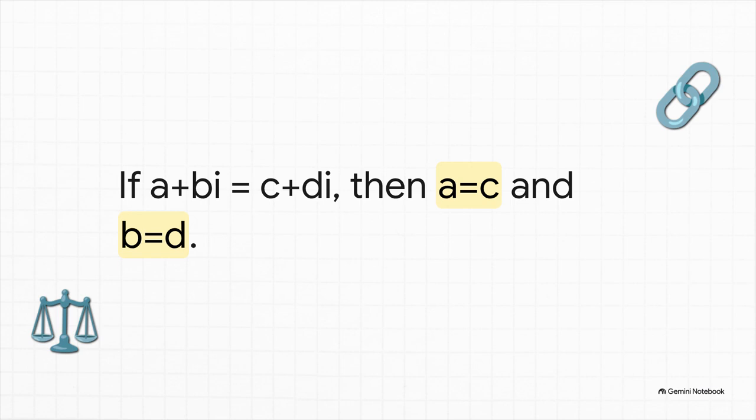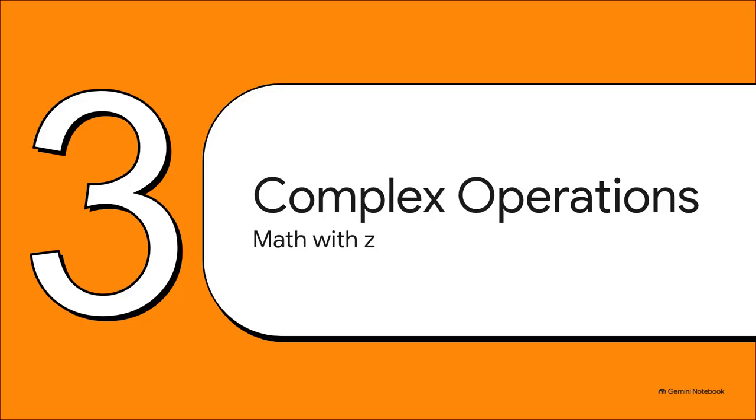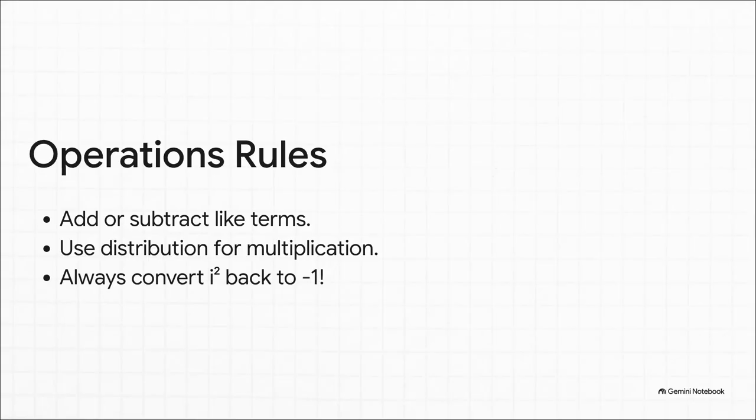So for the whole equation to be true, the real number A has to be exactly equal to C, and the imaginary coefficient B has to be exactly equal to D. You can use this simple matching trick to solve all sorts of wild variables on your exams. And that brings us to Section 3, complex operations. It is time for the final boss battle, where we test our new duo against actual algebraic operations.